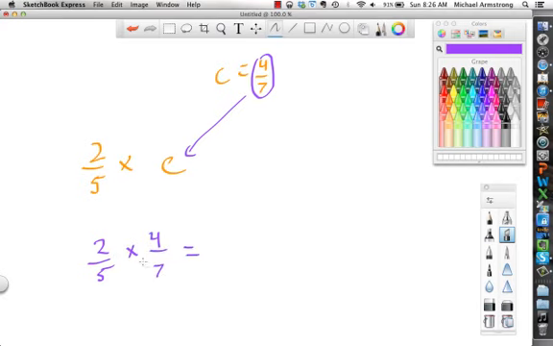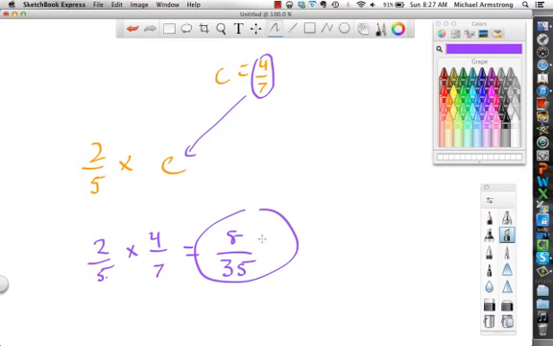And then you look around. Can you simplify before you multiply in this one? You can't. So that means we're not going to have to simplify after either, which is kind of nice to know. 2 times 4 is 8. 5 times 7 is 35. And that can't be simplified. You can't divide anything by 8 that you can also divide 35 by.